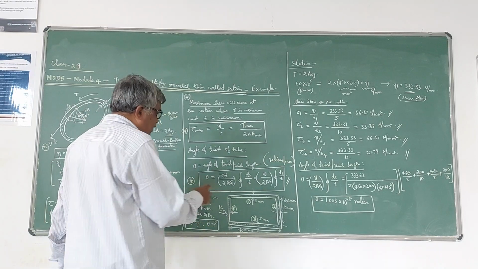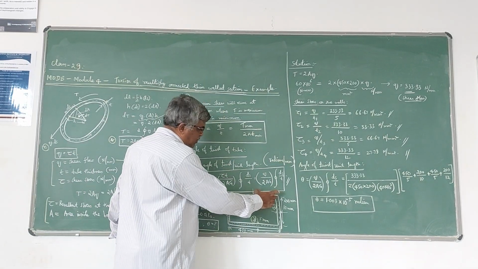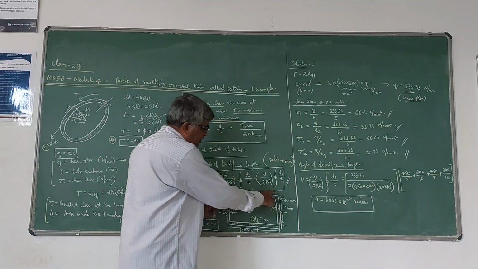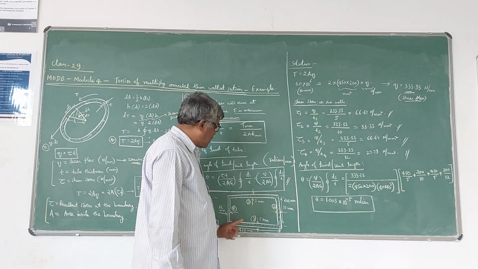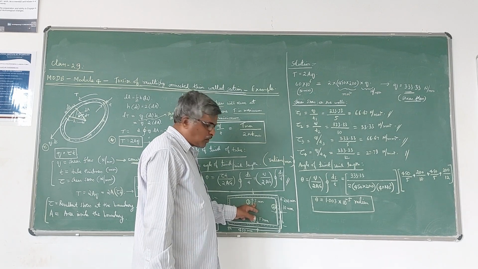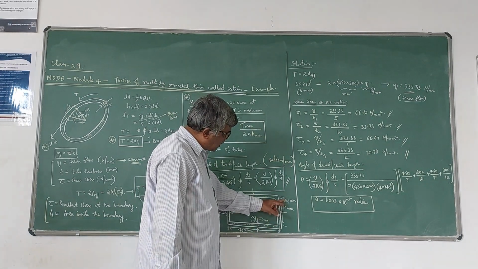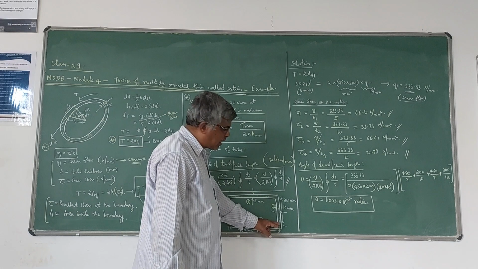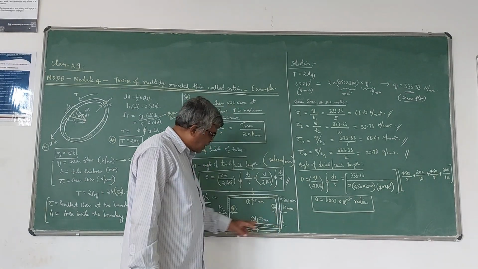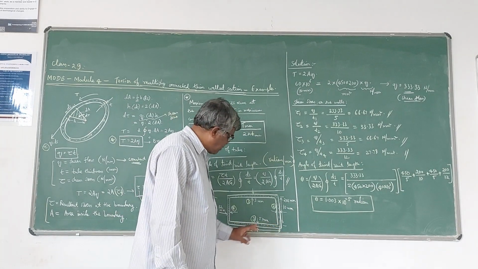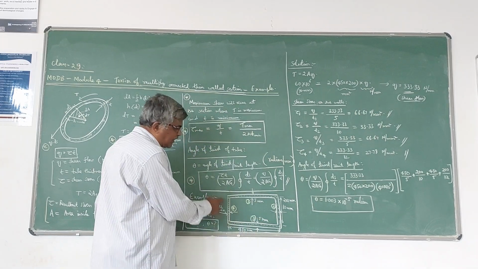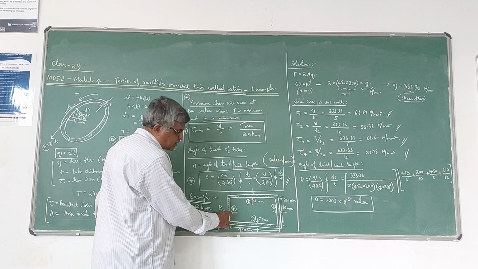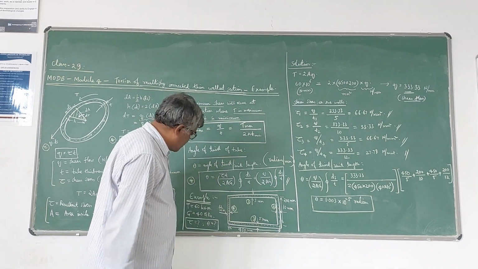So I have marked it as 1, 2, 3, 4. This is the first segment. So for the first segment, length is 450 mm, thickness is 5 mm. For the second one, length is 200 mm, thickness is 10 mm. For the third one, length is 450 mm, thickness is 5 mm. For the fourth one, length is 200 mm, thickness is 12 mm.